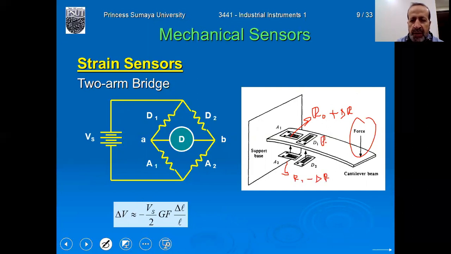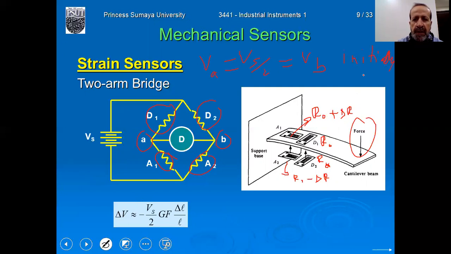And the dummy is kept constant at R0, and here is also kept constant at R0. So we have 4 strain gauges, 2 active and 2 dummies. The first active is here, and the second active is here. Here is a dummy, and here also a dummy. Initially, all 4 gauges are equal in resistance, and we have zero voltage because VA is equal to VB. VA is equal to Vs over 2, and VB is also Vs over 2. This is initially only.